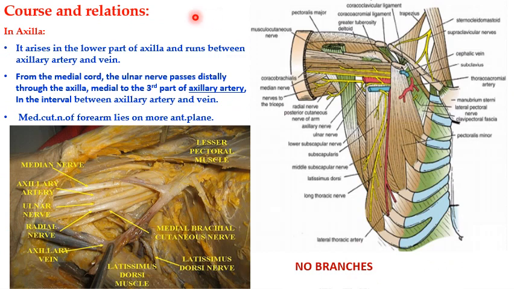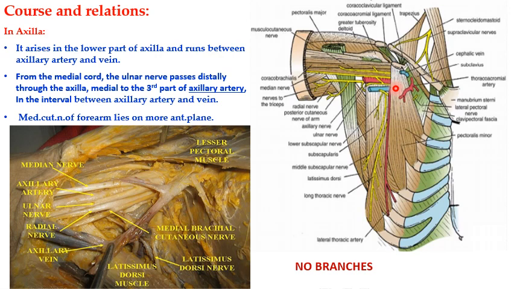Let's start seeing the course and relations of the ulnar nerve in various regions from axilla to hand. So in axilla, it arises in the lower part of the axilla related to the third part of the axillary artery. This here is the ulnar nerve. So this ulnar nerve courses between the axillary artery and the axillary vein, which conveys the fibers from C8 and T1, and it also receives its fibers from C7, which exclusively supply the flexor carpi ulnaris in the forearm.